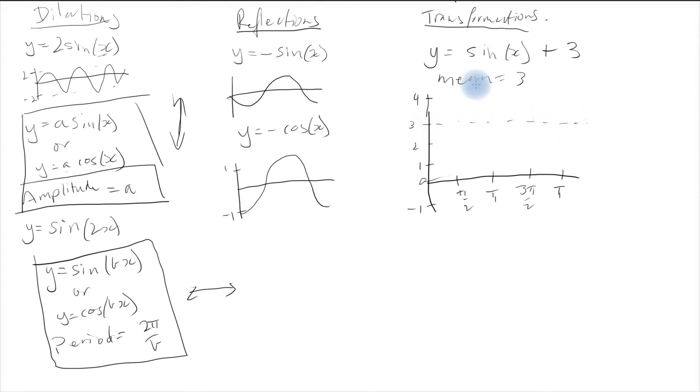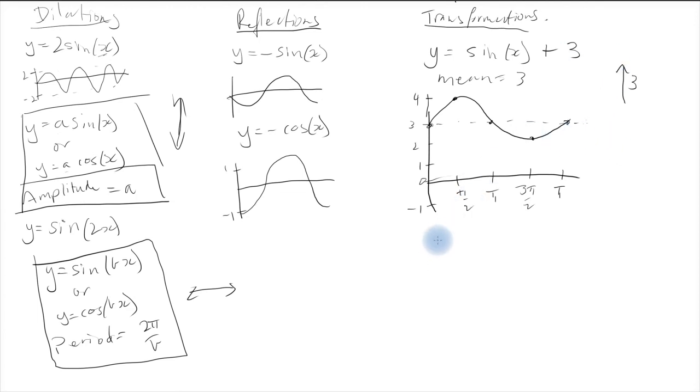So then, sine of 0 is now 3 instead of 0. Then at pi on 2, instead of going up to 1, it now adds 1 to 4. So it goes up there, and then at pi it's back to 3. 3 pi on 2 is now down to 2, because it's 3 minus 1, and back to 3 here. There we go. So it's exactly the same shape, but everything has been shifted up 3 units for that one. Now if it was a minus, everything would just be shifted down, of course.